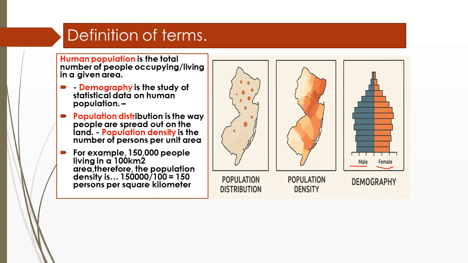We will also be able to define the term demography, and this is the statistical data on human population. That is what we call demography. If you look on my left, you can see that demography tries to show us the population.